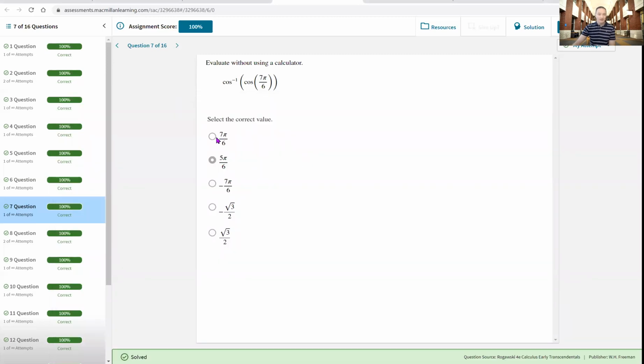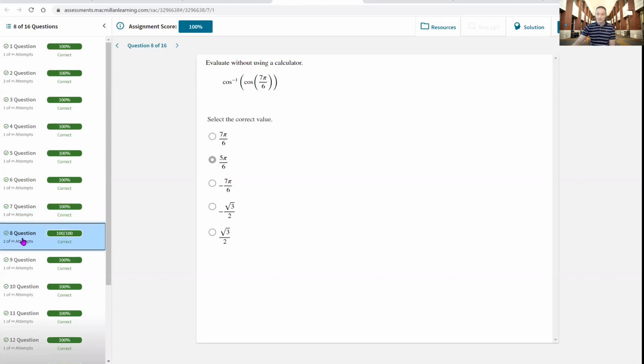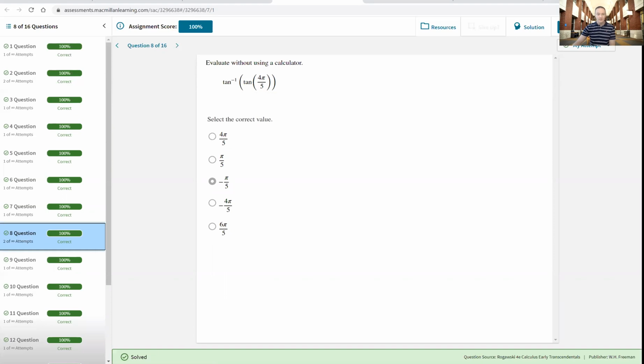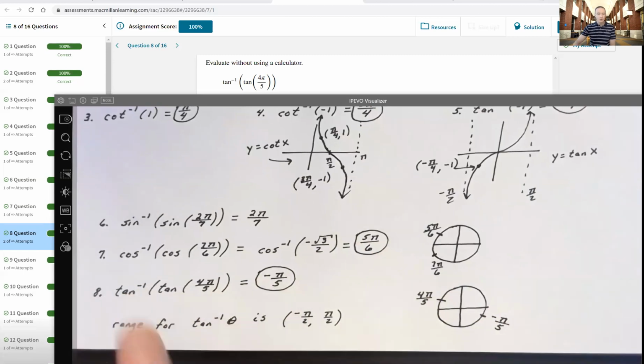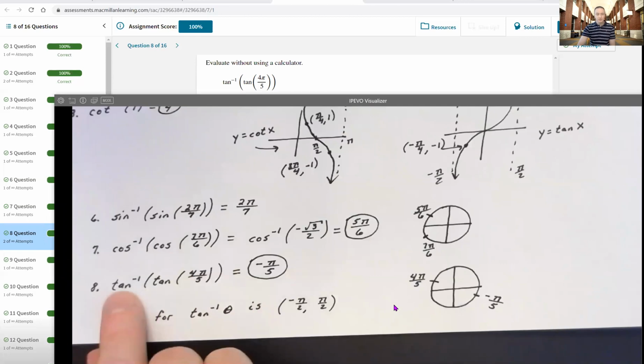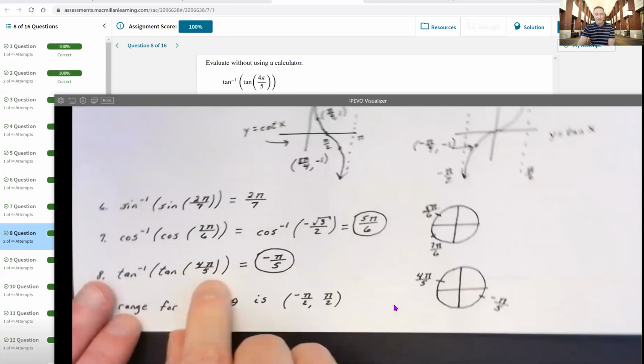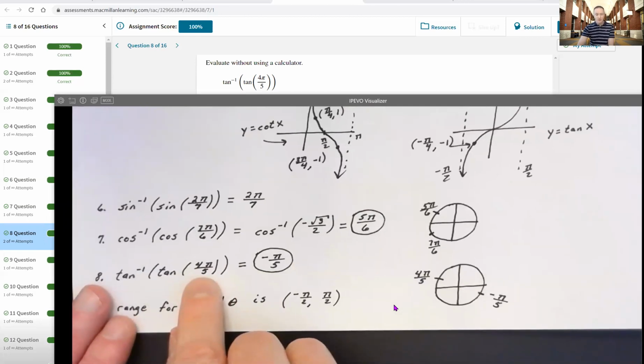Now, I do like that they put 7 pi over 6 as one of your answer choices there, because a lot of students would make a mistake and think that that's the answer. Similarly, again, a lot of students would think, ooh, the tangent or the inverse tangent of the tangent, don't those two just cancel each other out and give me an answer of 4 pi over 5?